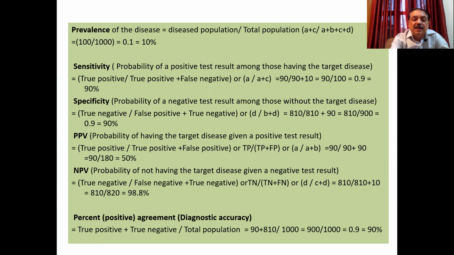Positive predictive value, we have calculated the true positive of all the positives, 90 out of 180, 50%. And negative predictive value, that means true negative out of all the negative test results. That means 810 out of 820, 98.8%, which has been explained. And percent positive agreement, diagnostic accuracy: true positive and true negative out of total population, that is also 90%, because true positive we have 90 and true negative we have 810, total 900 out of entire population 1000, so it becomes 90%.